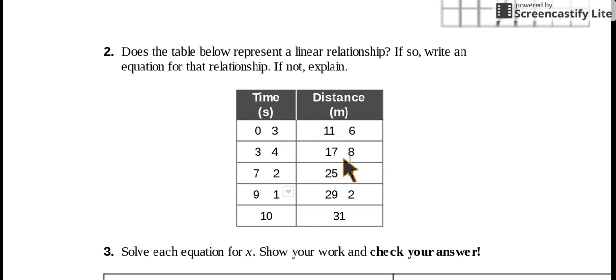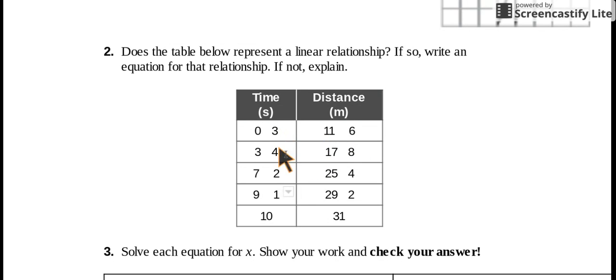Now, right now, it's kind of hard to tell exactly what's going on, right? Well, what we can do is find the ratio of the difference in the distance to the difference in time. And we could do that by dividing. So 2 divided by 1, that's 2. 4 divided by 2, that's 2. 8 divided by 4, that's 2. And 6 divided by 3 is 2.